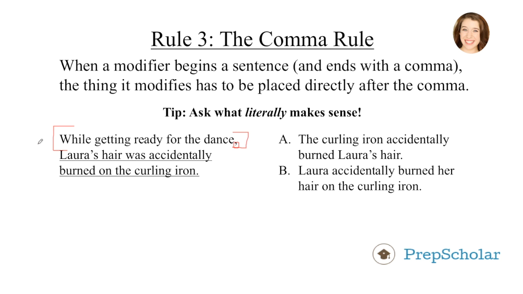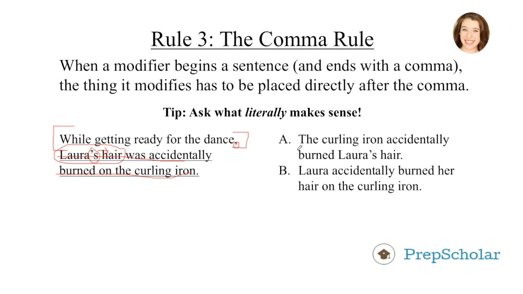What was getting ready for the dance? Well, what follows this modifier in the first sentence? Laura's hair. If you thought it was Laura, pay attention to this little apostrophe S. That means we're really talking about the hair. Was Laura's hair getting ready for the dance? That doesn't really make sense, right? Presumably more of Laura than just her hair was getting ready for the dance. So this doesn't work as our sentence because we can't just put Laura's hair after the modifier, because Laura's hair is not what the modifier describes.